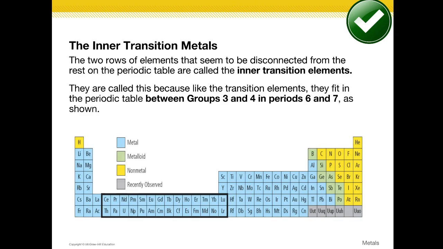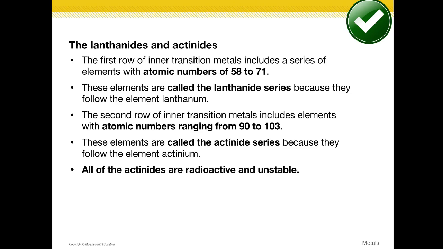The inner transition metals are the two rows at the very bottom of your periodic table. They separate those out to make the periodic table a little more condensed. There are a couple of names here. The lanthanide series is the one on top, and the actinides are on the bottom. All of the actinides are man-made, and they are radioactive.